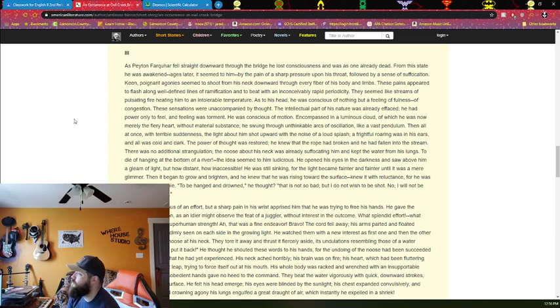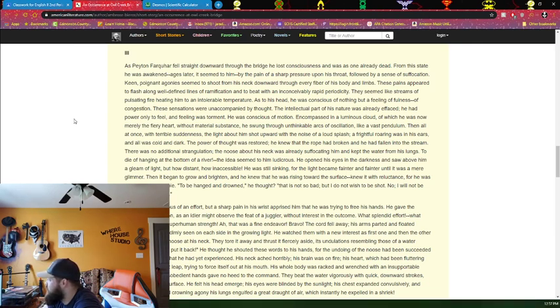As Peyton Farquhar fell straight downward through the bridge, he lost consciousness and was as one already dead. From this state he was awakened, ages later it seemed to him, by the pain of a sharp pressure upon his throat, followed by a sense of suffocation. Keen, poignant agonies seemed to shoot from his neck downward through every fiber of his body and limbs. These pains appeared to flash along well-defined lines of ramification and to beat with an inconceivably rapid periodicity. They seemed like streams of pulsating fire heating him to an intolerable temperature.